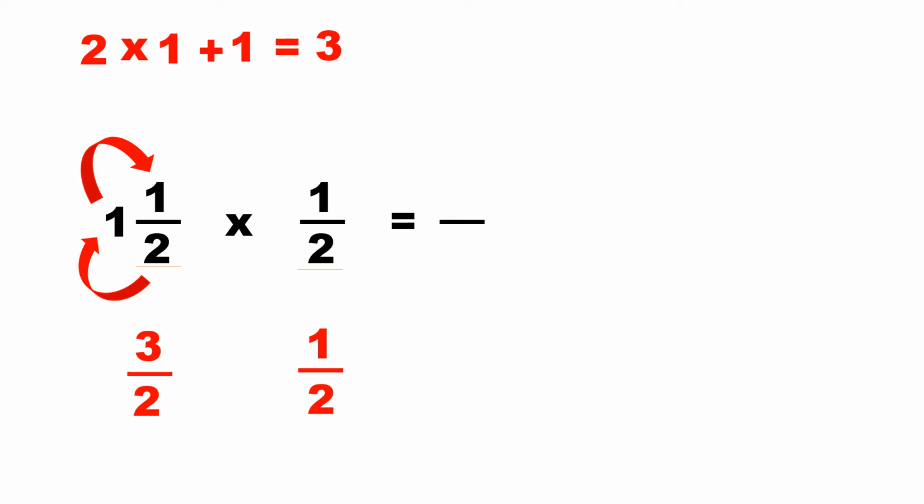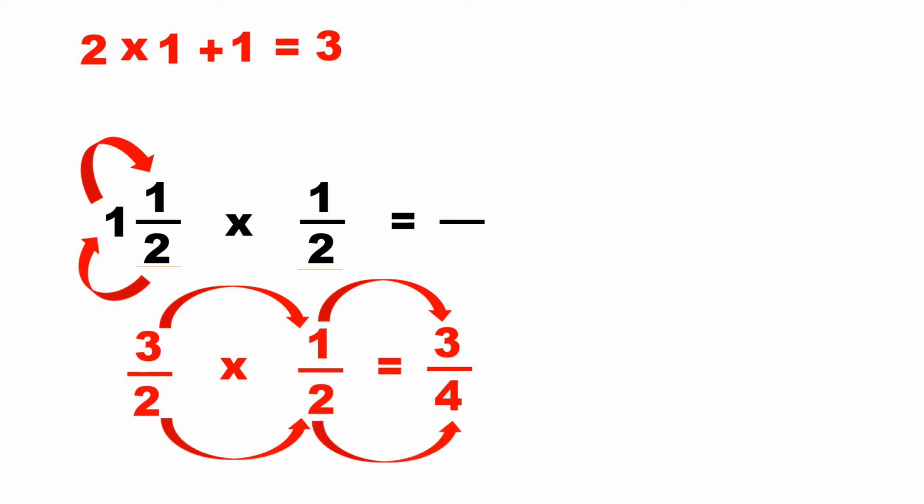So now we multiply across. 3 times 1 equals 3. 2 times 2 equals 4. So the answer is 3/4.